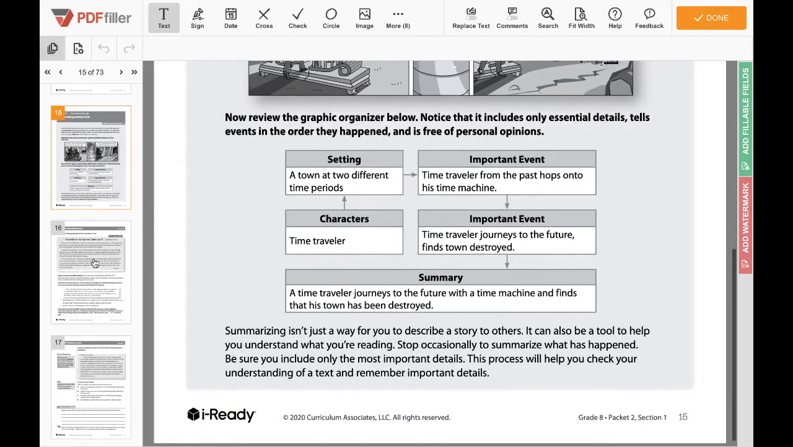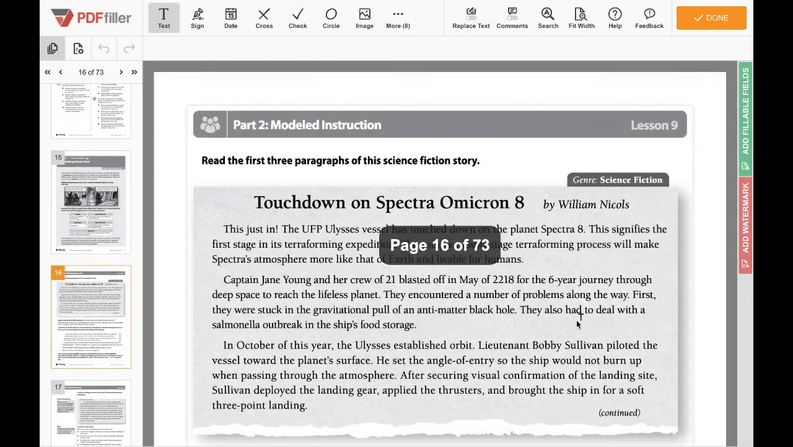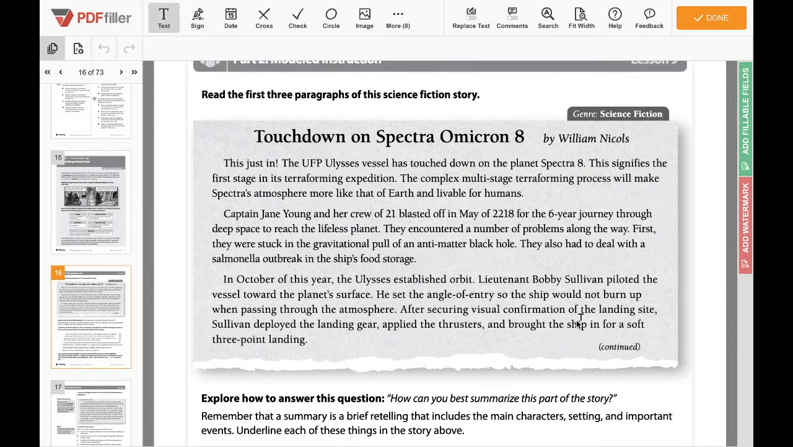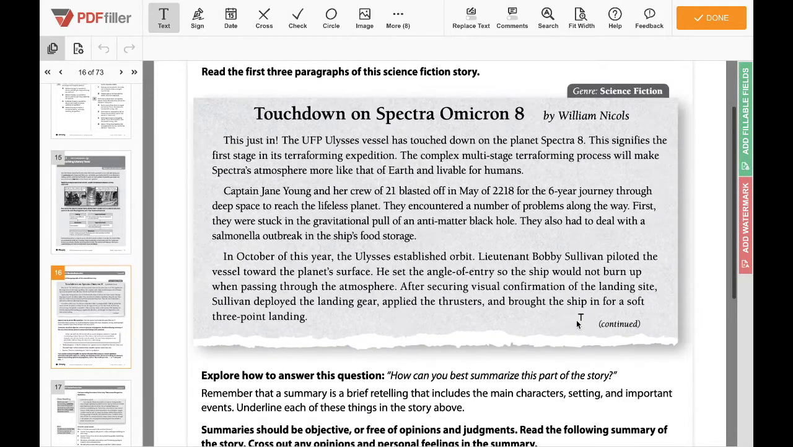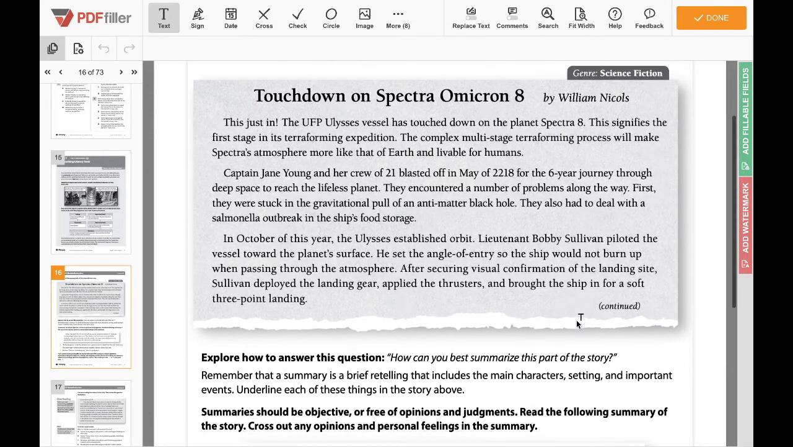So let's move on to page 16. We're going to put this into practice now. It says, read the first 3 paragraphs of this science fiction story. It says, Touchdown on Spectra Omicron 8.